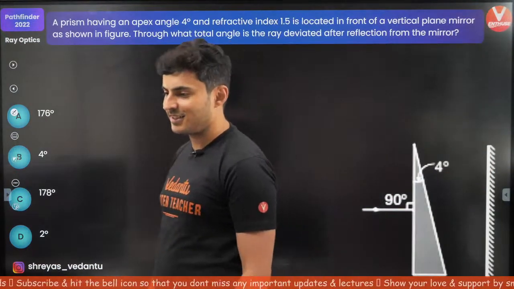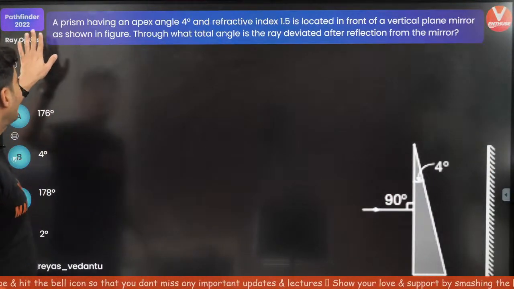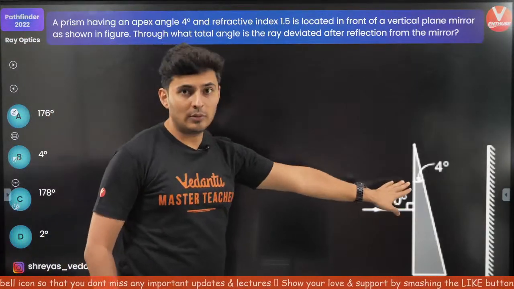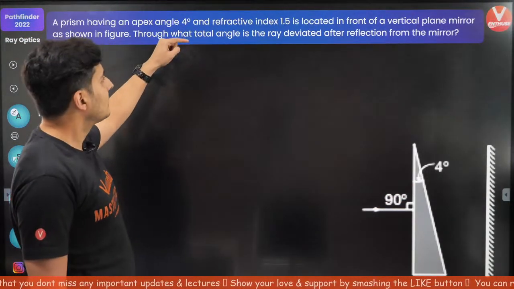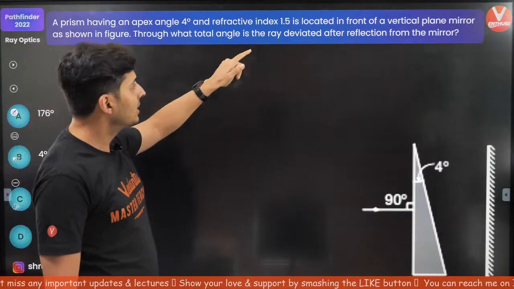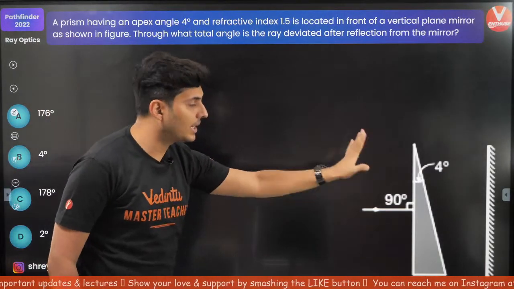Okay, this is an interesting question. A prism having an apex angle of 4 degrees, and a refractive index that is mentioned, is in front of a vertical plane mirror.